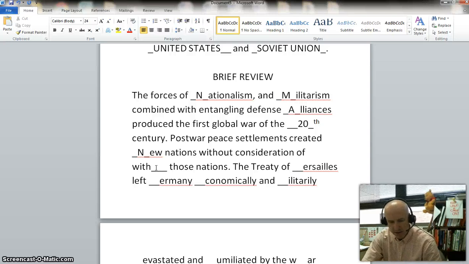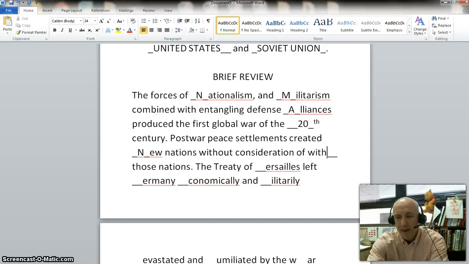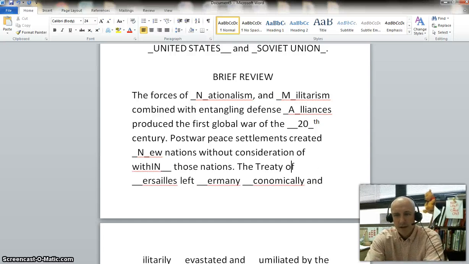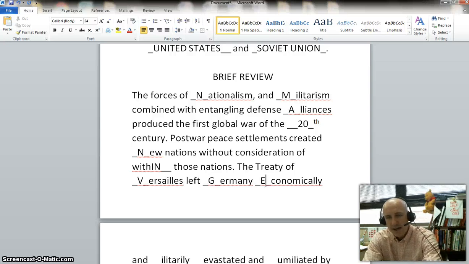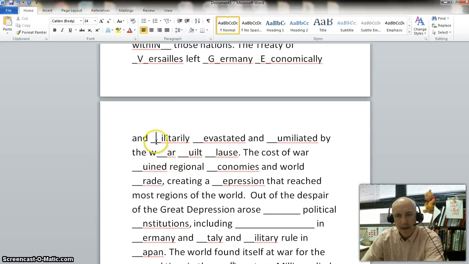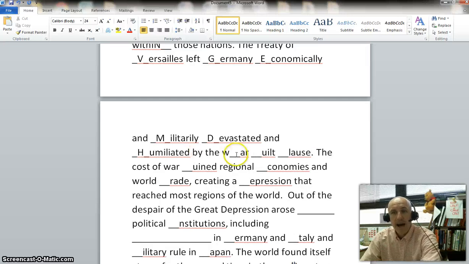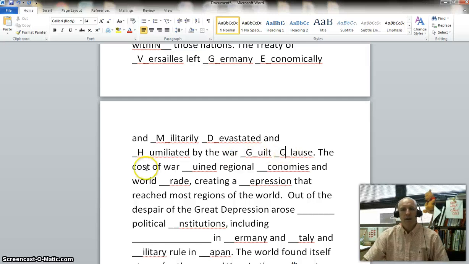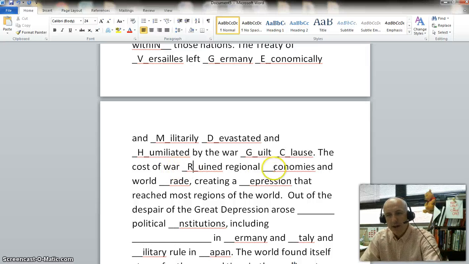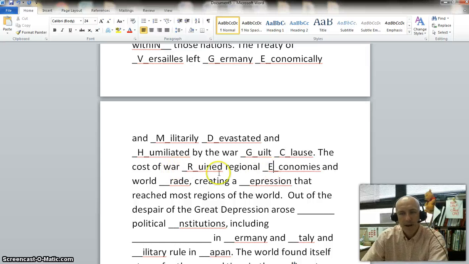without consideration of those within those nations. The Treaty of Versailles left Germany economically and militarily devastated and humiliated by the War Guilt Clause.